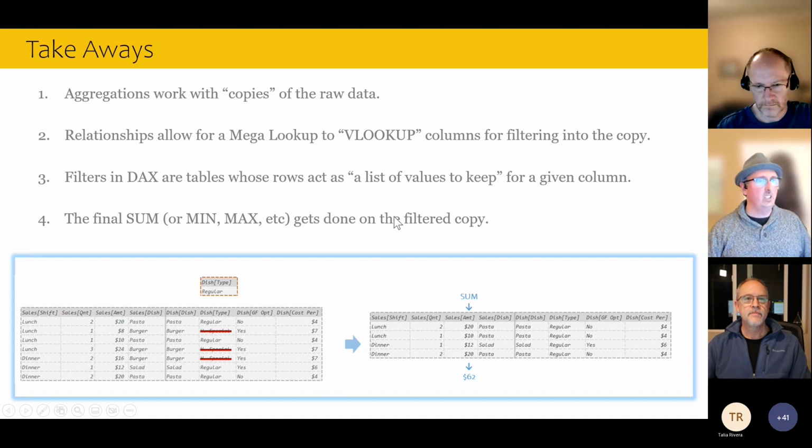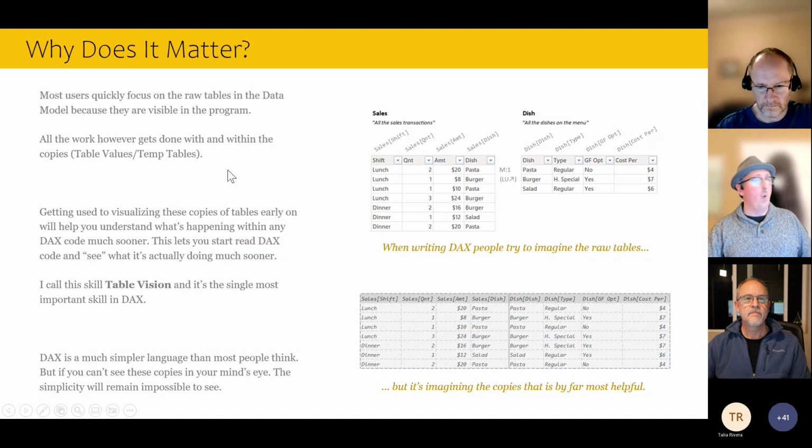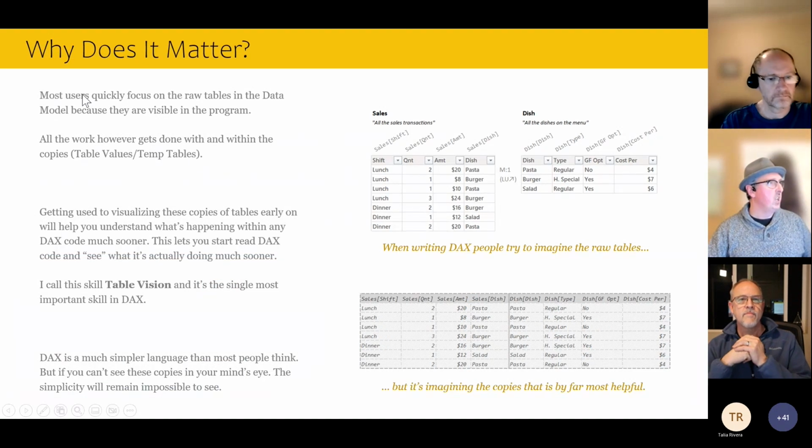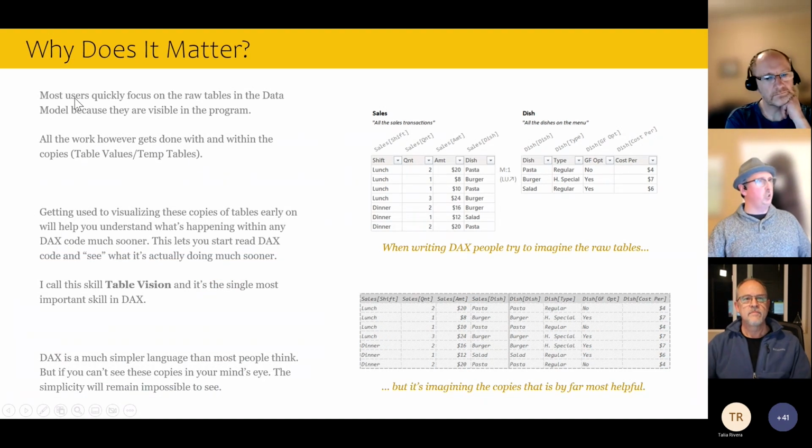Okay, let's see. Why does it matter? I said I was going to talk about it, and then I didn't. So most users quickly focus on the raw tables in the data model because that's what you can see in the program. That's what you were just asking about. Everybody does it. I did it, right?